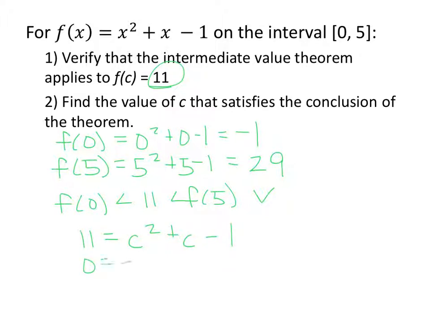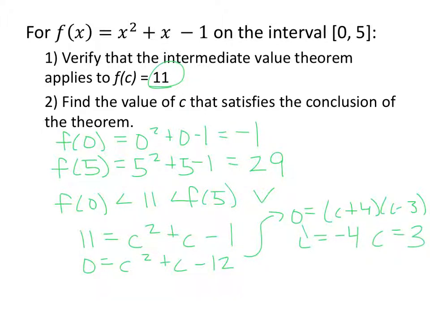So 0 equals c squared plus c minus 12. I can solve this by factoring. This is c plus 4 and c minus 3. And I get two values of c that will give me that output. I have c equals negative 4 and c equals 3. These are not both the answers because remember it has to be on this interval 0 to 5. So the value that makes this work on the intermediate value theorem is c equals 3.